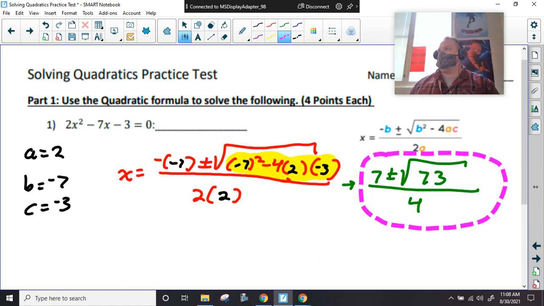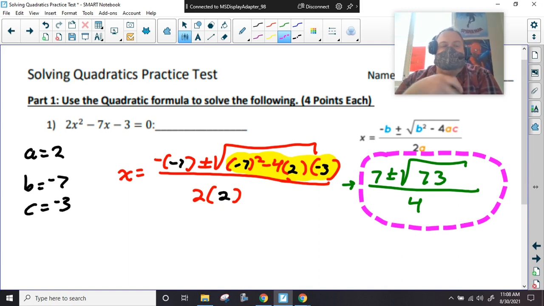All it is, I found the A, B, and C. I plugged it into the formula. I did the easy stuff first. Okay. And then I found out that 73 does not have a square root, and I actually leave it like that. Okay. So not so bad, a little bit better.